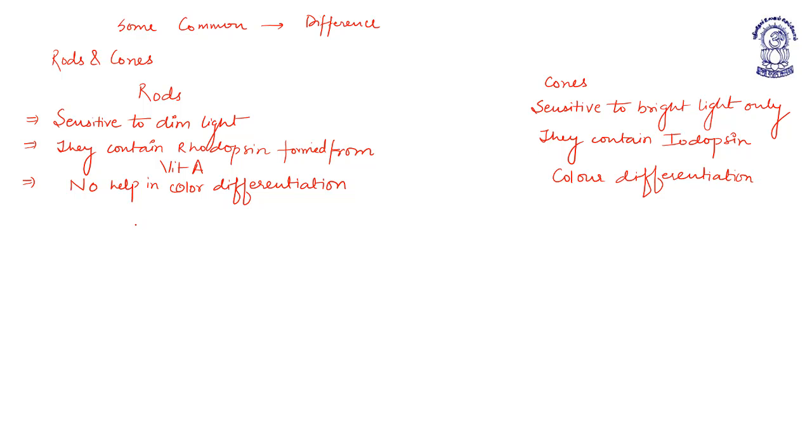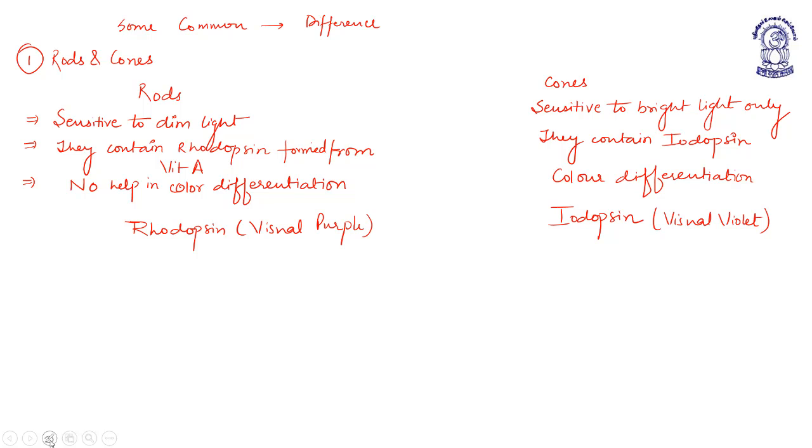Now the pigments, rhodopsin and iodopsin. Rhodopsin is known as visual purple, and iodopsin as visual violet. This is difference number one, and this is difference number two.